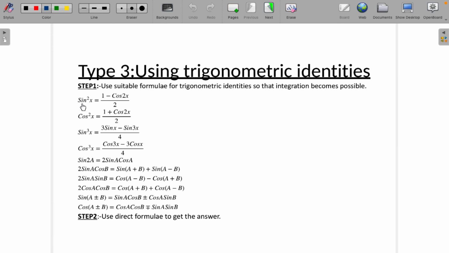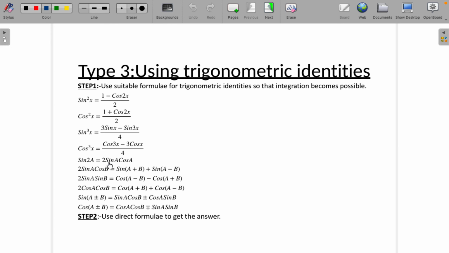So basically this is the formula of cos 2x from where we have derived the formula of sine square x. So sine square x is (1 minus cos 2x) upon 2. Cos square x is (1 plus cos 2x) by 2. Sine cube x is (3 sine x minus sine 3x) upon 4. Cos cube x is (cos 3x minus 3 cos x) by 4, just opposite, okay?